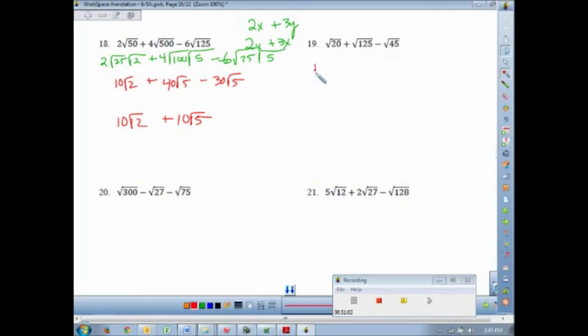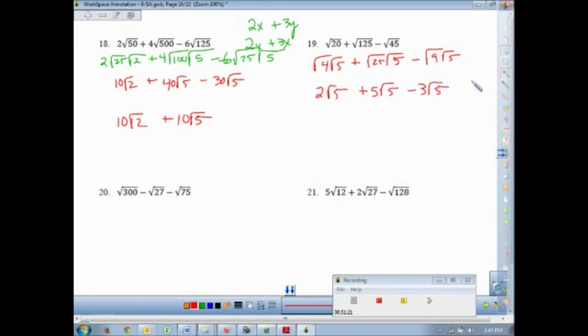So, you can watch me. All of them are radical 5s. You must use the order of operations and work from left to right, though, when you do your adding and subtracting. So you have 2 square roots of 5 plus 5 square roots of 5, which is really 7 square roots of 5. Take away 3 square roots of 5, and don't you have 4 square roots of 5 in that situation?